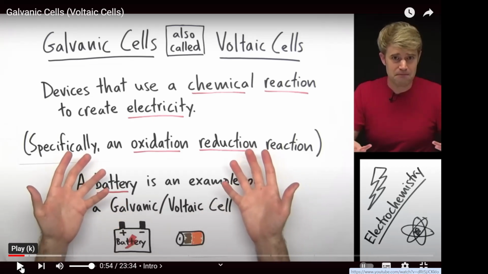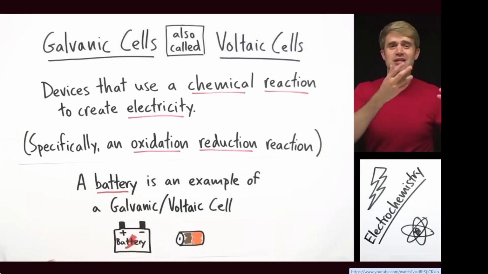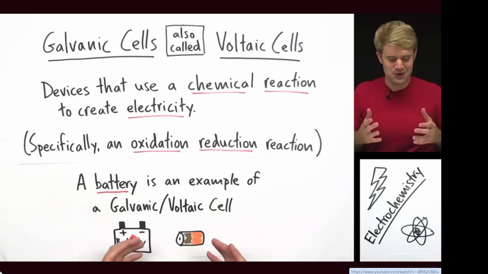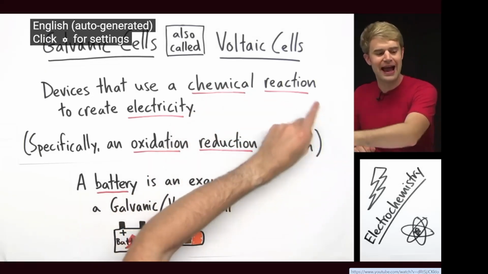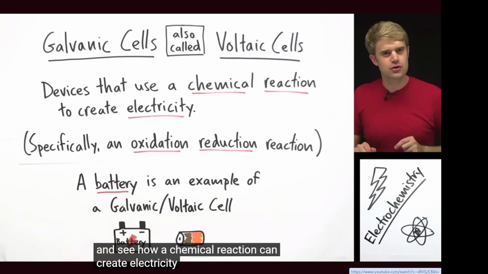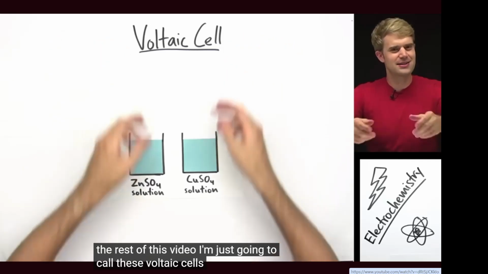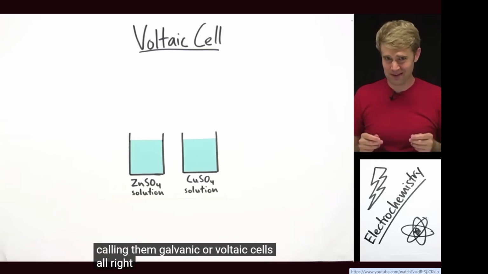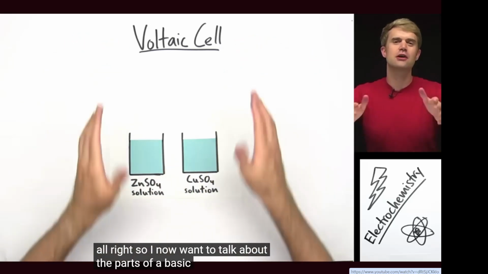I'm just going to pause and see if I can up the volume a little bit. And this is what powers your cell phone or your flashlight or whatever the battery is hooked up to. So let's learn more about these devices and see how a chemical reaction can create electricity. Okay, so for the rest of this video, I'm just going to call these voltaic cells instead of galvanic or voltaic cells. All right? So I now want to talk about the parts of a basic voltaic cell, page 69.